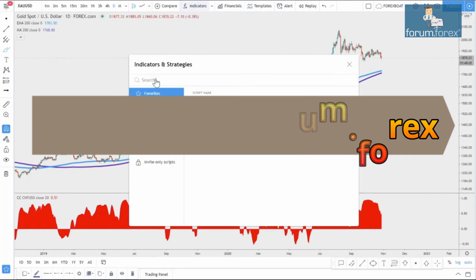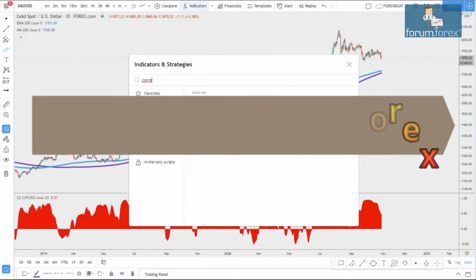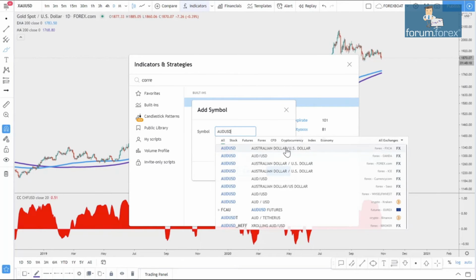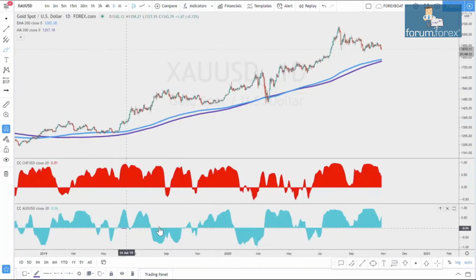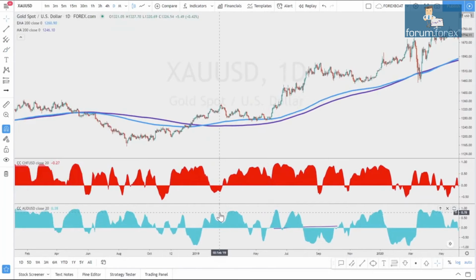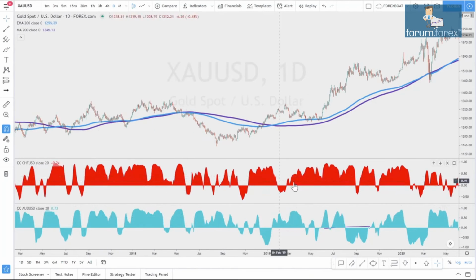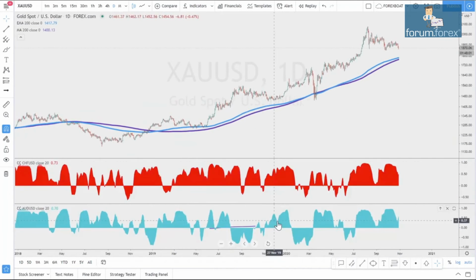We'll just add it, yet again correlation, and we will this time use the Australian dollar. We can see how differently they correlate. Although the Australian dollar correlates quite a bit, it's not as much as the dollar Swiss franc. So obviously gold should be used as an indication as to what could be happening either to the Swiss franc or Australian dollar.